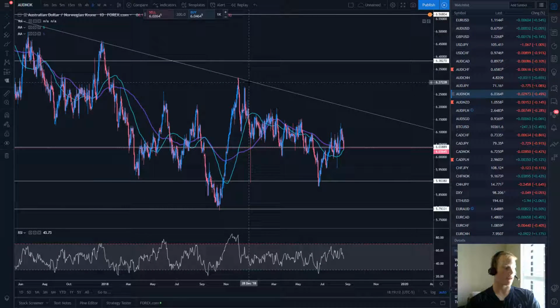What's going on here? This thing's really choppy. I don't think I'll ever take a trade on this because the spread is 200.